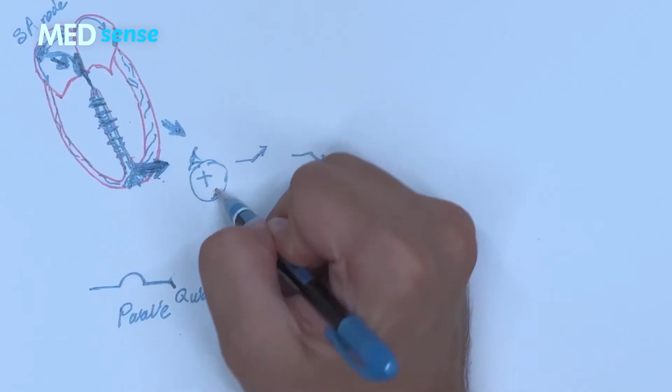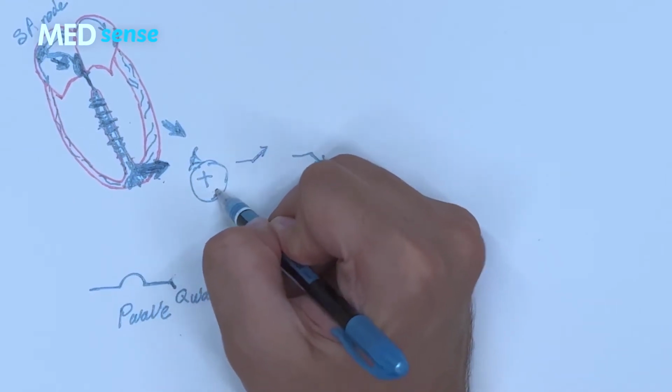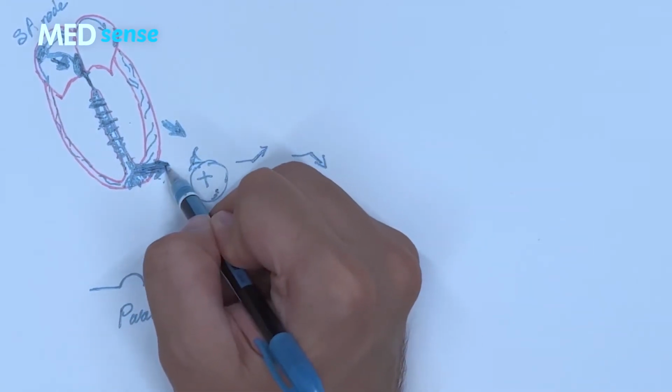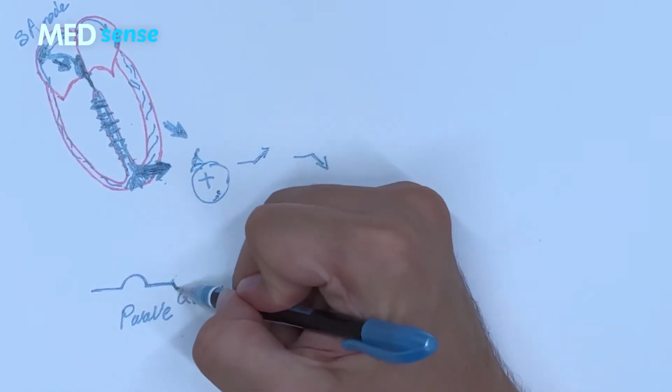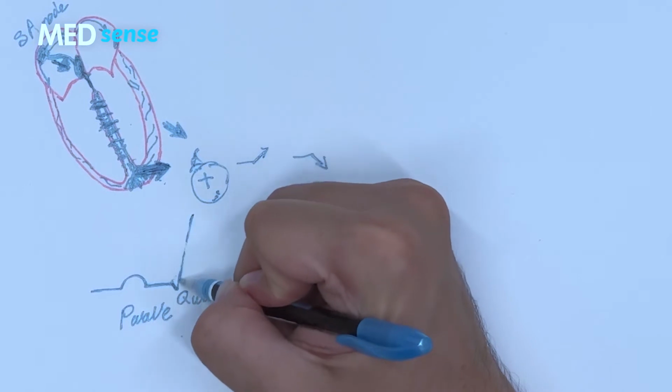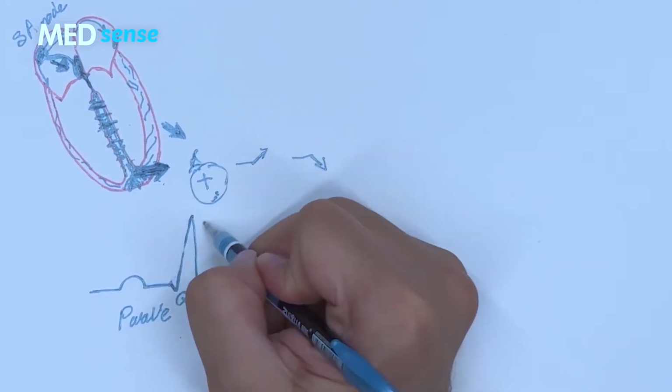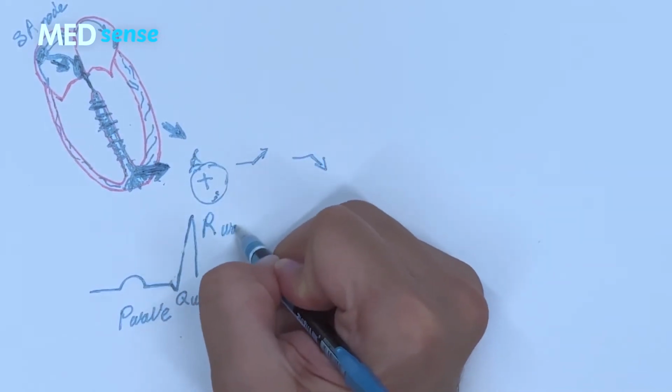What about this positive ECG electrode? Seeing all this electrical power pointing toward it, it will interpret it as a spiky positive deflection. We call it R wave.